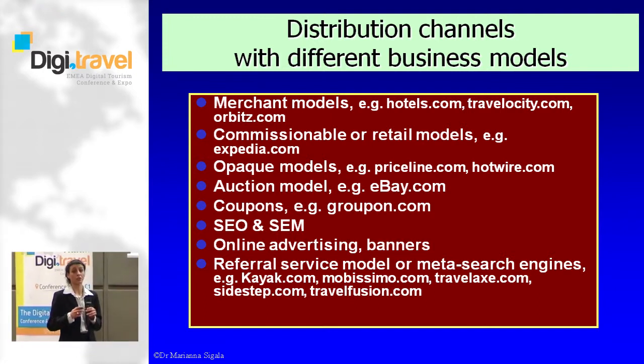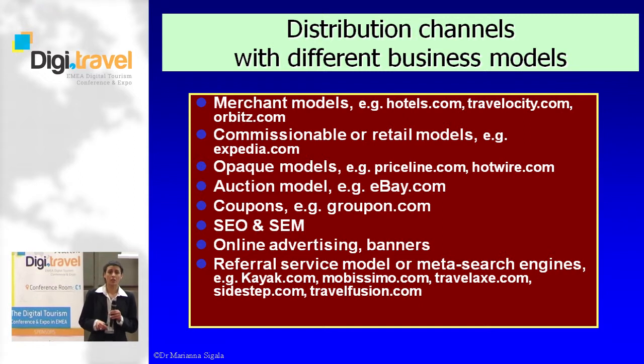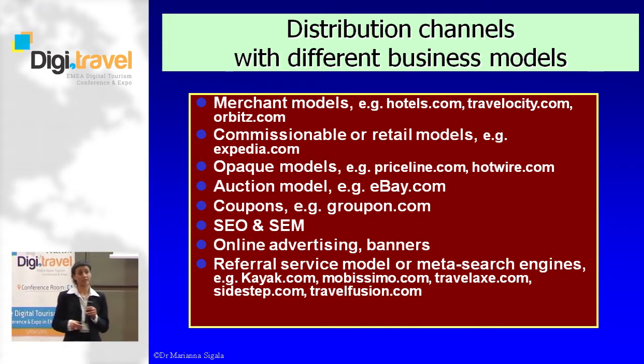And this is again a totally different expense model for you. You have to pay for search engine optimization and search engine marketing. You do a lot of online advertising on Google, on Facebook nowadays. And you also know that you have to work with meta search engines, because these are also channels that are becoming very, very important to you. So you have many channels with totally different business models.